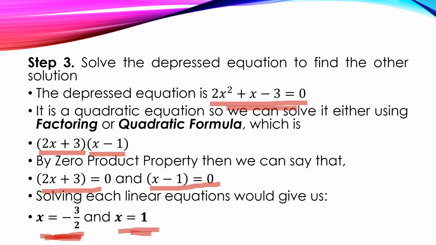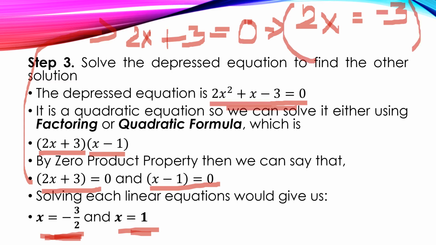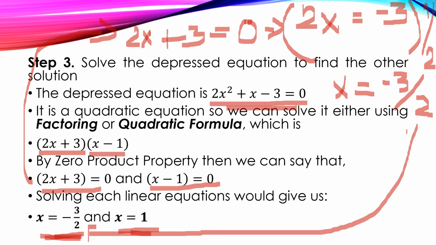So saan nanggaling yung negative 3 halves? Dito siya kay 2x plus 3. So mabilis lang, ipakita natin paano natin nakuha yon. So using yung ating factor na 2x plus 3, alam niyo naman yun, yung first process natin is to get first the additive inverse of the constant, and yung 3, that is negative 3. So you will have now 2x is equal to negative 3, and then we multiply both sides of the equation by 1/2. So ang mangyari dito, 2x times 1/2 is x, and then negative 3 times 1/2 is negative 3 halves, or negative 3 over 2. That's why nakuha natin yung value ng x na negative 3 over 2.